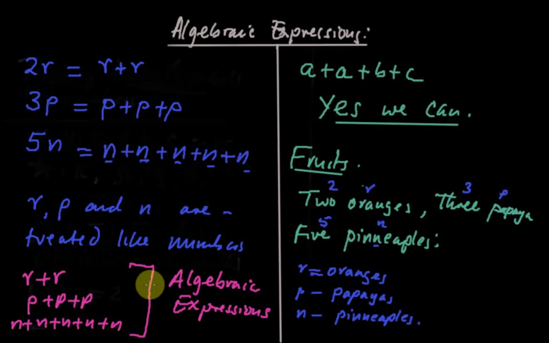They express algebra. So they're algebraic expressions. This is what we mean by algebraic expressions: using or treating letters like numbers. In an algebraic expression there is no equal sign anywhere. It's just a simple expression which uses letters like numbers. P, R plus R, P plus P plus P. These are very simple algebraic expressions, and that's what we mean by algebraic expressions.